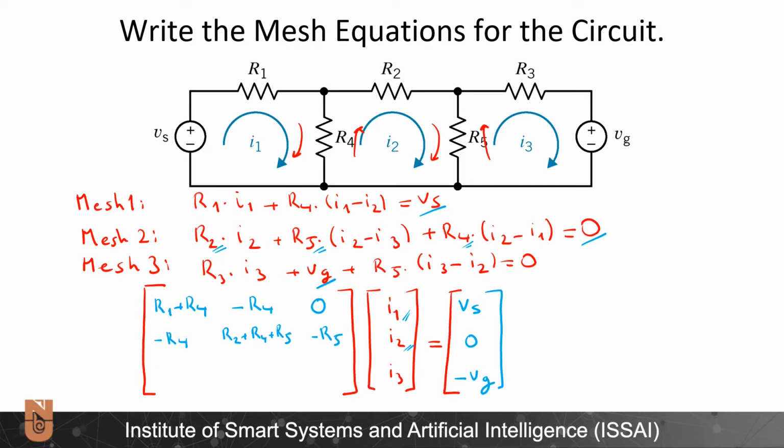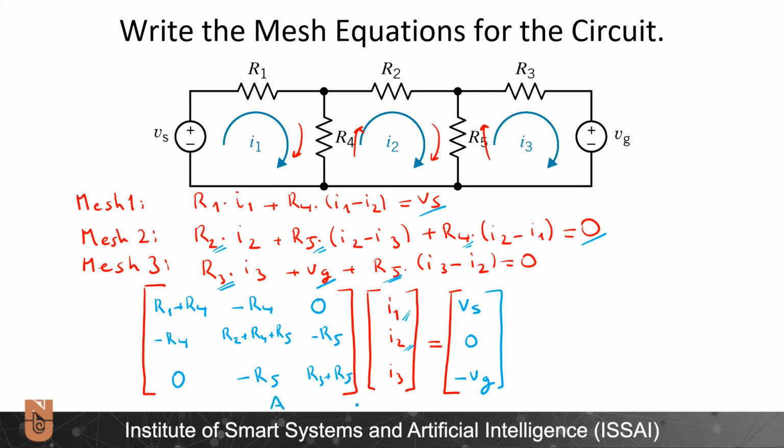Now let us try to write the third equation. In the third equation, I don't see any terms related to I1, so therefore I am putting here a 0. Related to I2, I have minus R5. And for I3, I have R3 plus R5.